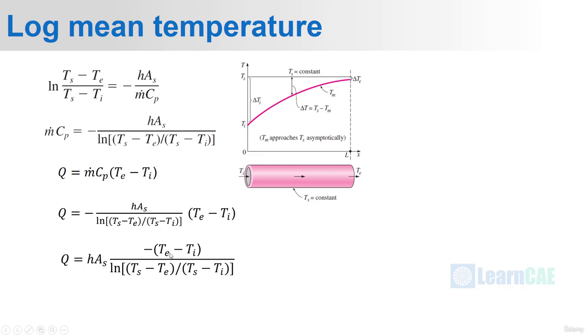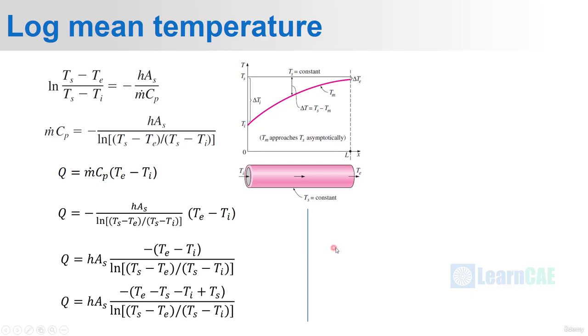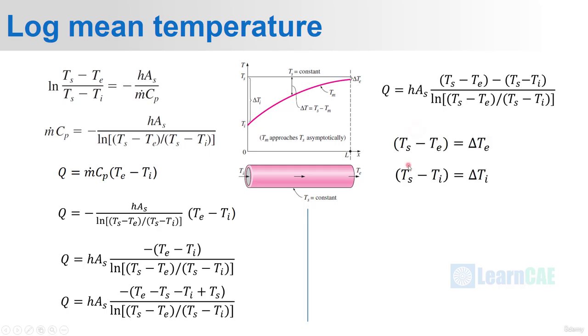Next we can add and subtract Ts on the numerator. So we have added Ts and subtracted Ts here. We can rewrite this whole numerator term as hAs into (Ts minus Te) minus (Ts minus Ti). Here, Ts minus Te is the delta T at the exit and Ts minus Ti is the delta T at the inlet. So that's what we have written here, the delta T at the exit and delta T at the inlet. In place of writing Ts minus Te, we shall use delta T.